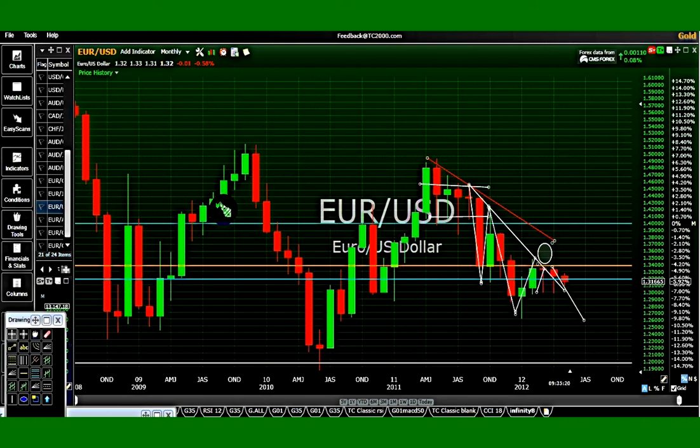Pay attention to the fundamentals and the news. This is for the Euro USD. Our view, we are bearish toward the Euro USD. But if it's above 13200, we give priority to buy, and we'll see what's going to happen.